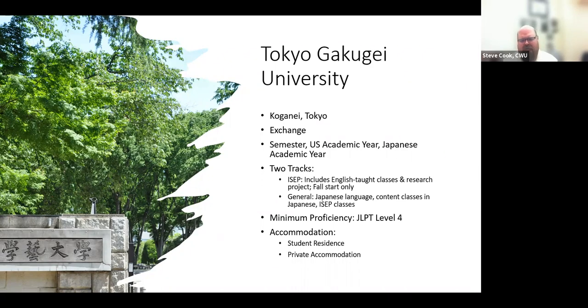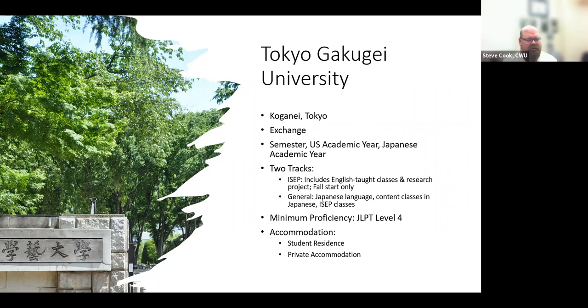Technically for ISEP, there is no minimum language requirement, but for CWU students, particularly if they're going for more than one quarter, there will not be enough credits of the English conducted classes alone to satisfy requirements for financial aid, or even technically being full-time in terms of just progress towards graduation, which means you have to supplement with Japanese taught classes, which then would require the minimum Japanese proficiency level. So it can be a little bit challenging.